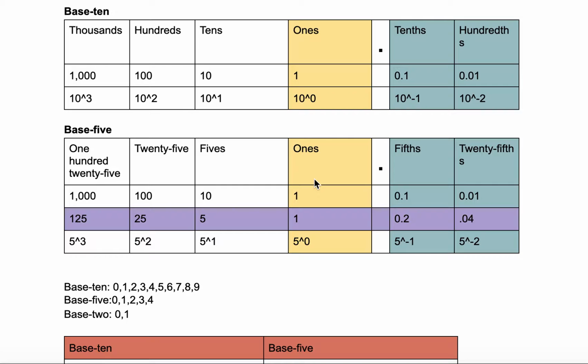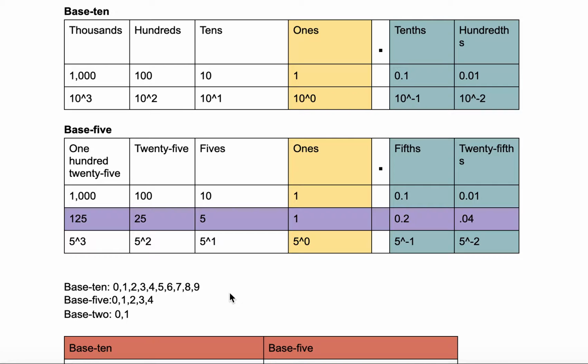So let's look at the places. We have 1s. We have the base, 5s. We have the base squared, 25s. We have the base cubed. And here are the exponents, right? 5 to the zero power, 5 to the first power, 5 to the second power, 5 to the third power. Now, in that purple row, I wrote what they are in base 10, just so we can make sense.